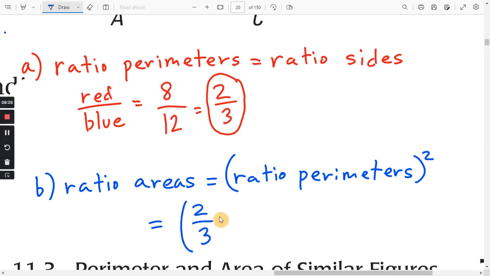And we need to square it. And you square the numerator and denominator individually. So that's 2 squared divided by 3 squared. When you square the fraction, it gets applied to both top and bottom. 2 times 2 is 4. 3 times 3 is 9.